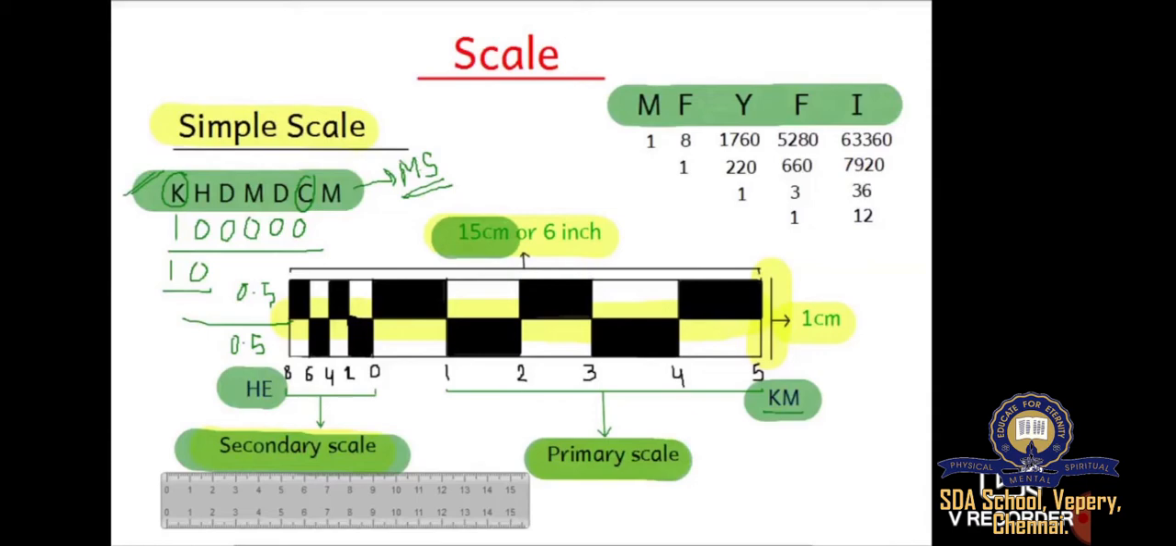The linear scale is useful to measure the distance directly from the map. It also gives the figures of values of the corresponding ground distance. The linear scale remains correct even after enlargement or reduction of a map. This is about the graphic or linear scale.